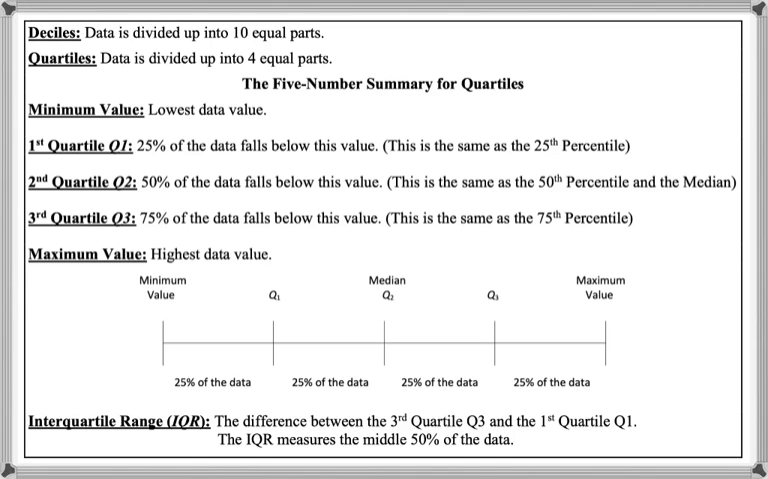We also have something called the Interquartile Range, or the IQR. This is the difference between the third quartile, Q3, and the first quartile, Q1. And the IQR measures the middle 50% of the data. So it's this 25% plus this 25%.